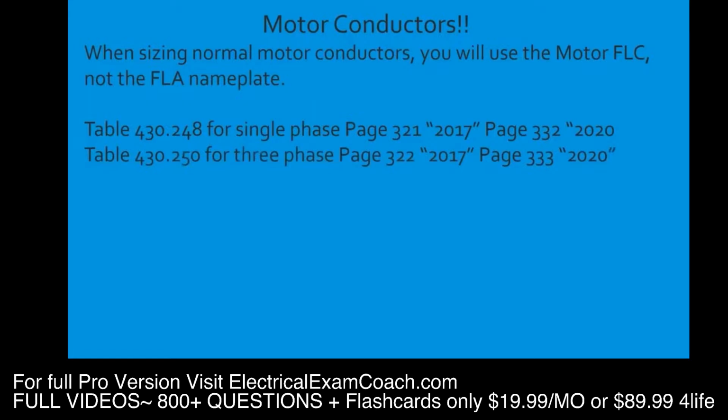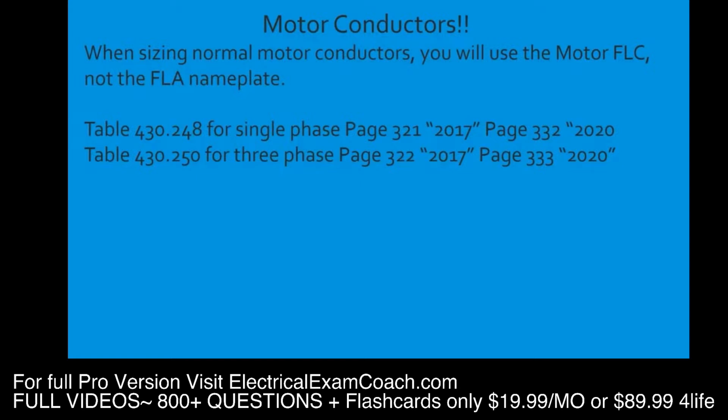Now let's all head to table 430.250. That's for our three-phase motors. It's on page 322 of the 2017 and on page 333 of the 2020. And when we get there, it's going to be very similar. We always read the black bold heading. It says full load current for three-phase motors. I want you to highlight full load current and three-phase motors if you're allowed to highlight in your state.